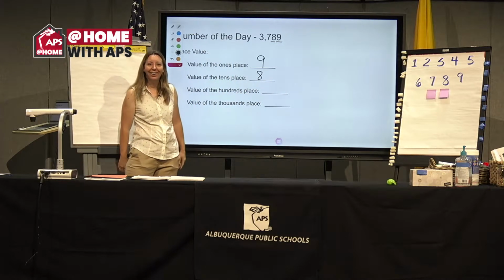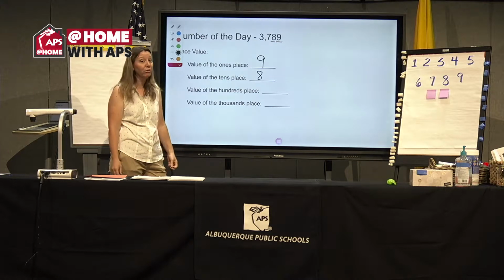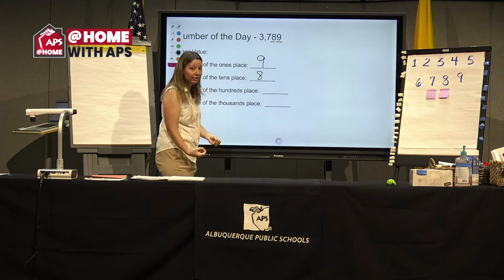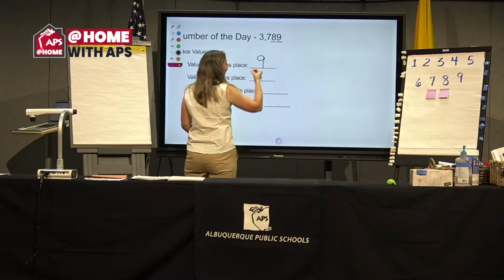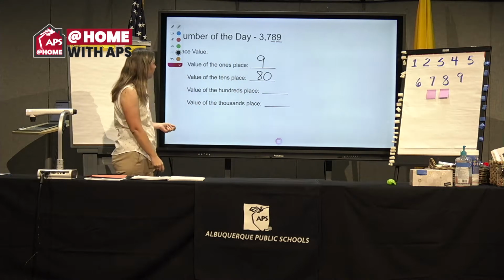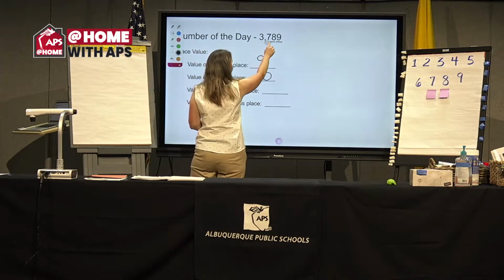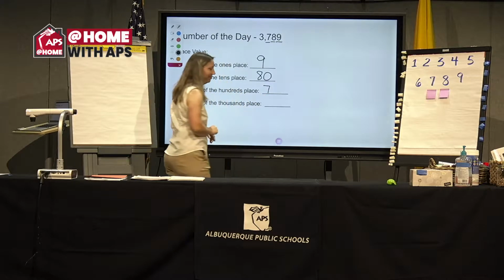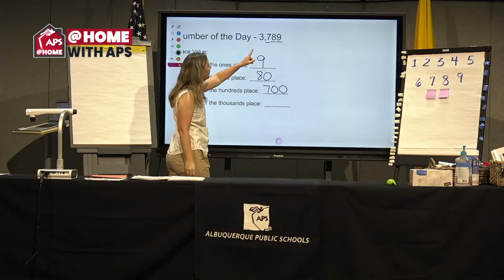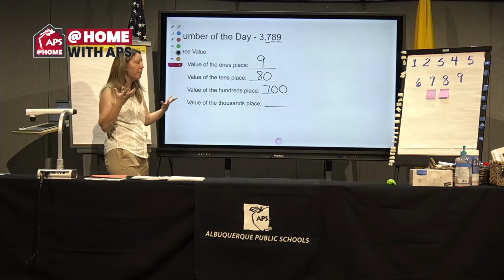Did you catch me? Look at those people. It's not 8. The value is not 8. We have the 8 sitting in the tens place. So the value is 80. Thank you. So we have 80. What is the value of the hundreds place? Thank you. 7. Yep, 700, because it is sitting in the hundreds place, so you have to make it 100. Think about it like that, and that might help.